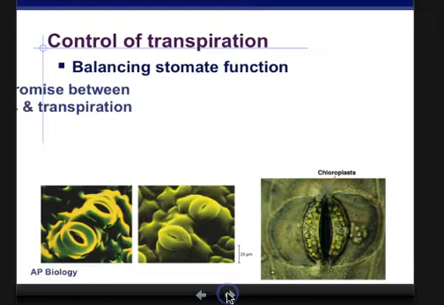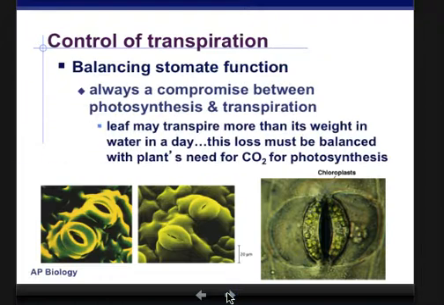All right, so this has some real pictures of them. As a plant, you're always trying to find this balance between photosynthesis and transpiration. A leaf may transpire more than its weight in water in a day, and this loss must be balanced by the need for carbon dioxide for photosynthesis. Okay, now we'll do the questions.